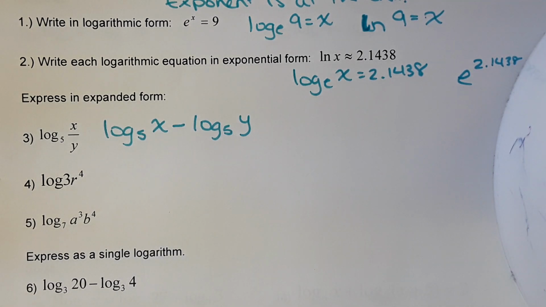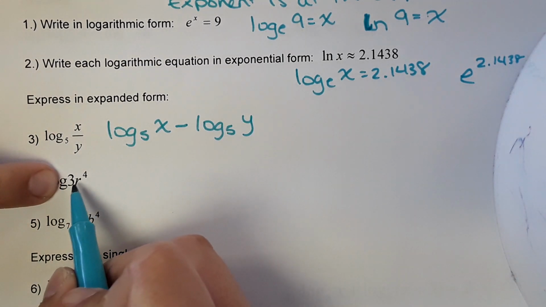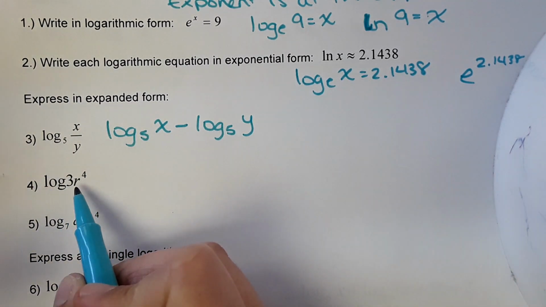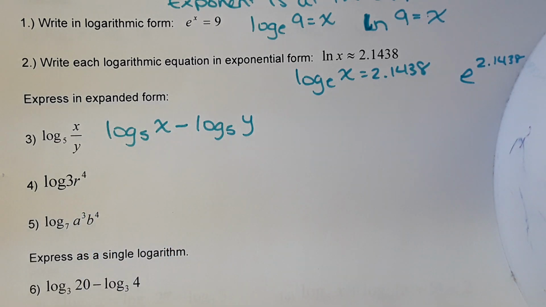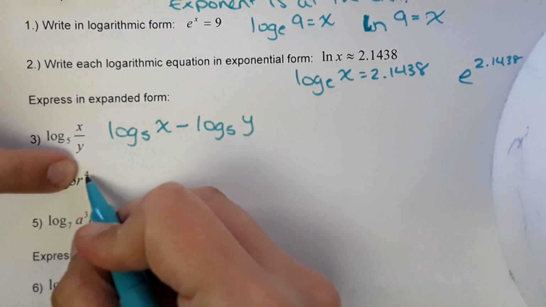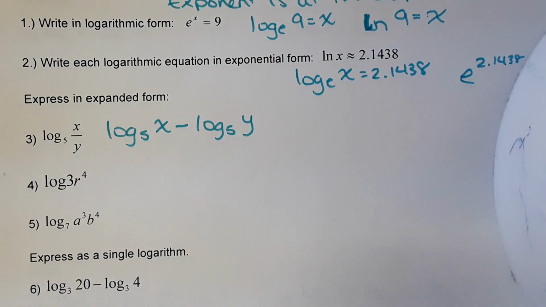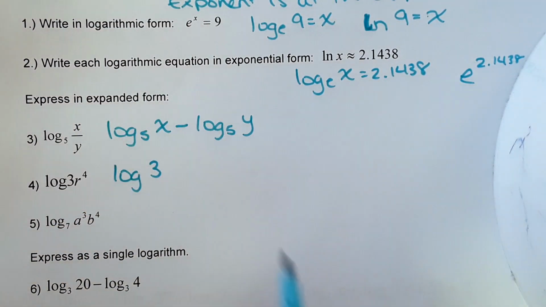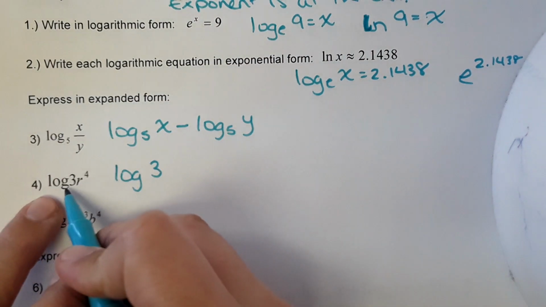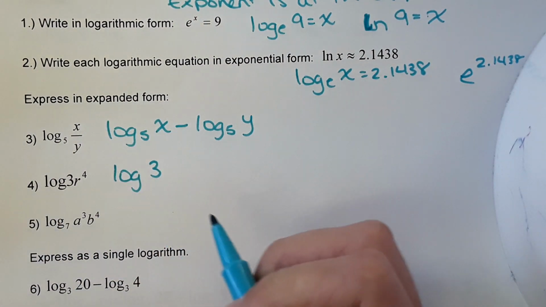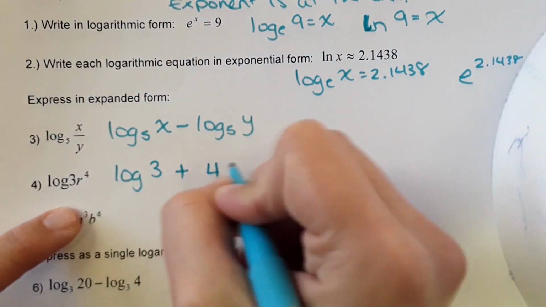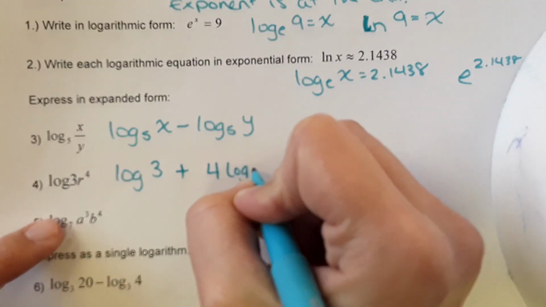And then for number 4, it shows 3 times r to the 4th power. That's multiplication. So when we expand it, we're going to show it as addition. But then in addition to that, we have an exponent that we're going to bring out in the front. So it'll look like this. Log of 3, it doesn't show the base, that means it's base 10, but we don't write that, plus 4 log r.